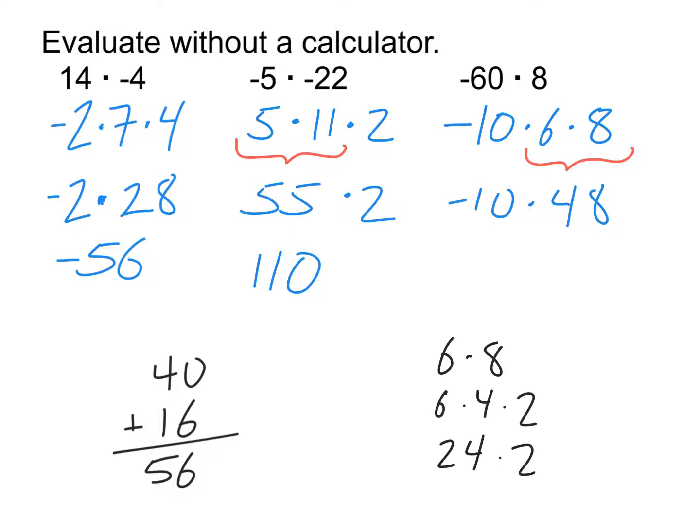All right, and then if I'm going to do negative 10 times 48, that's going to give me a negative 480. Because anytime you multiply by 10, all you're doing is just adding a 0 onto the end of the number. So 48 times 10 is 480.